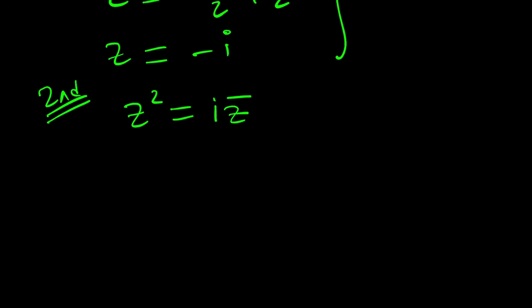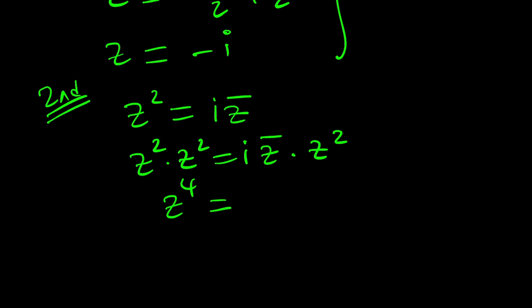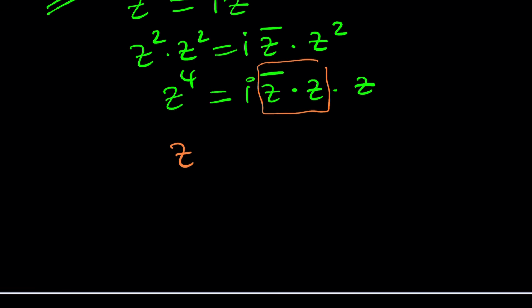So I'm going to multiply both sides by z squared, and that's going to give me this. And the left-hand side is going to be z to the 4th power. Now I'm going to separate one of these z values here. Now z times z bar is just going to give us the absolute value of z squared. Let's write it that way. It's going to be i times the absolute value of z squared times z.